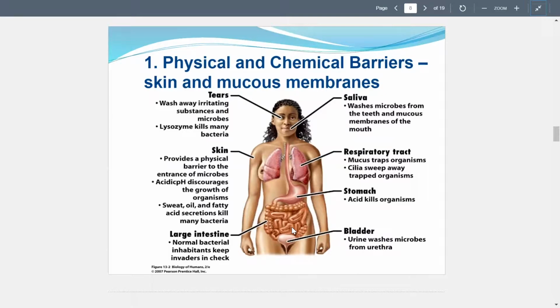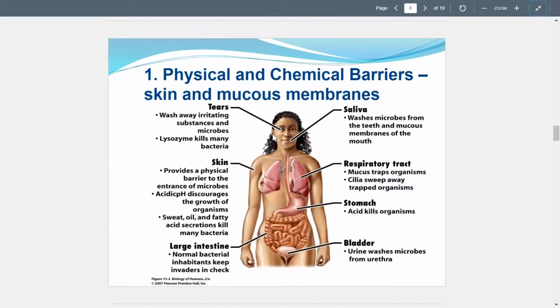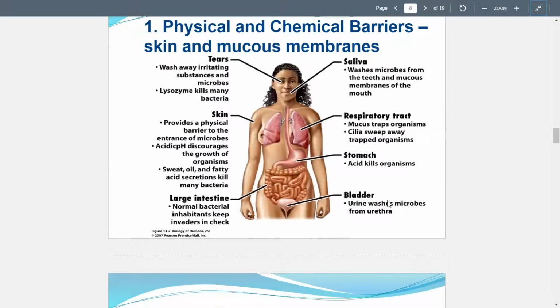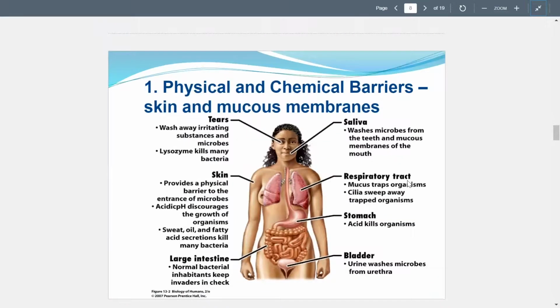So going back to the three lines of defense, the first one is that the foreign invaders are going to try to get through your physical and chemical barriers. Physical barriers are like your skin. Here it says skin, and that's the first line of defense, right? Because it's trying to get through your skin. And here are all the other ones. The chemical barriers are tears and saliva and stomach acid. But it's going to try to get through those first.